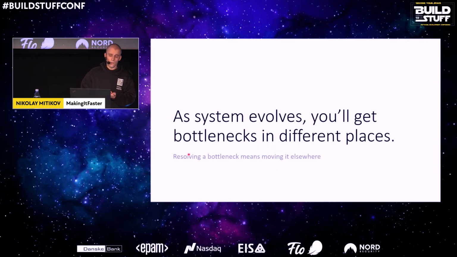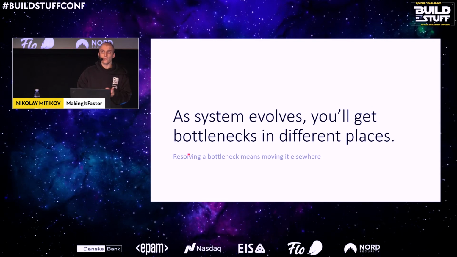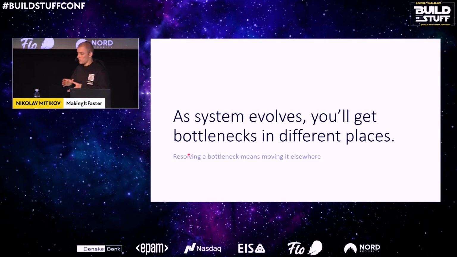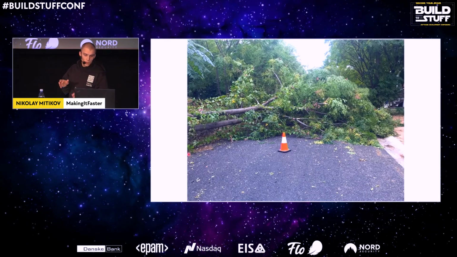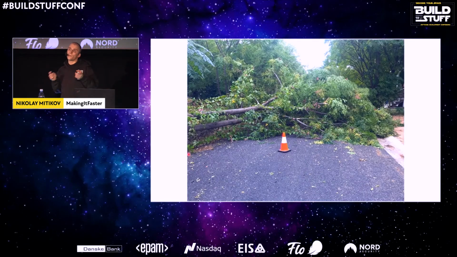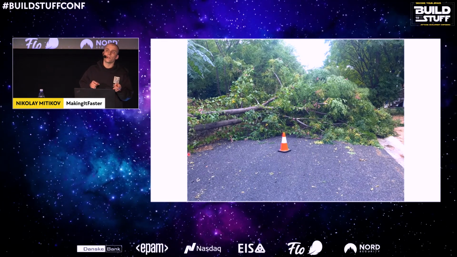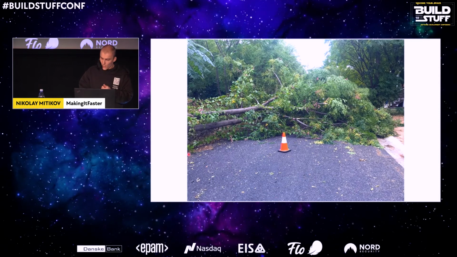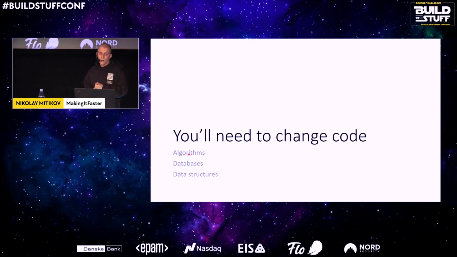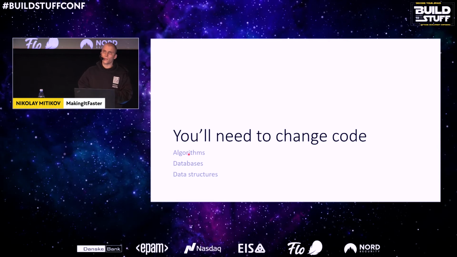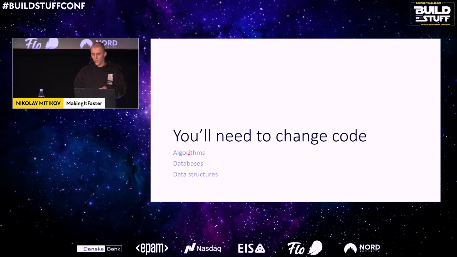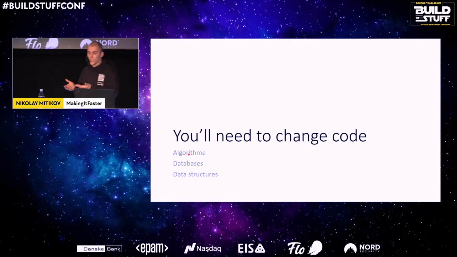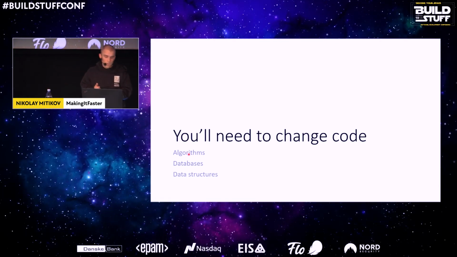As the system evolves, you'll get bottlenecks in different places. And when you resolve one bottleneck that was slowing you down, you'll get another one. What are the chances that you don't see any falling trees for the rest of your route? So you will need to change everything, like algorithms, databases, structures, technology, whatever. The easier you can do that, the less restricted you are, the safer the changes, the easier for you to implement it, the better.